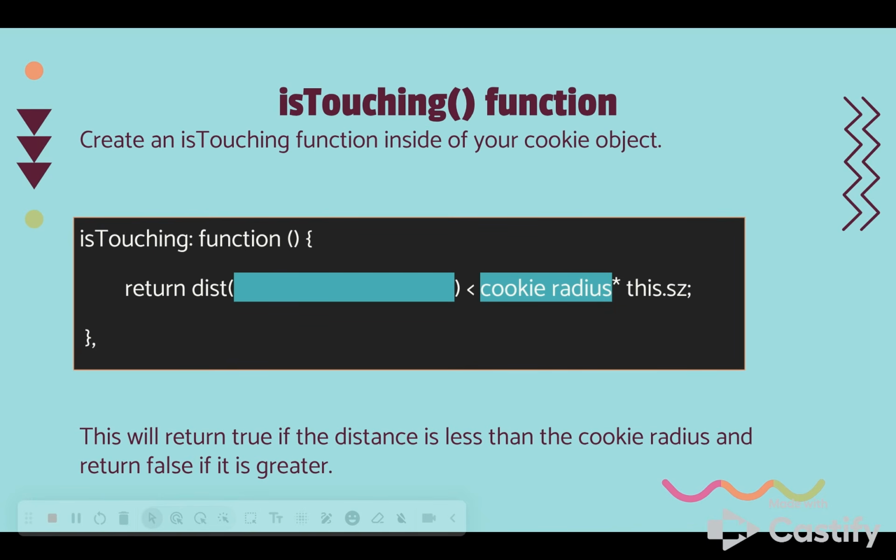Now here's an example of the isTouching function. You can create an isTouching function inside of your cookie object. As you can see here, you're also returning the distance. So in this blue rectangle, in the distance would be your 4 parameters. And this is going to return true if the distance is less than the cookie radius, and false if it is greater.